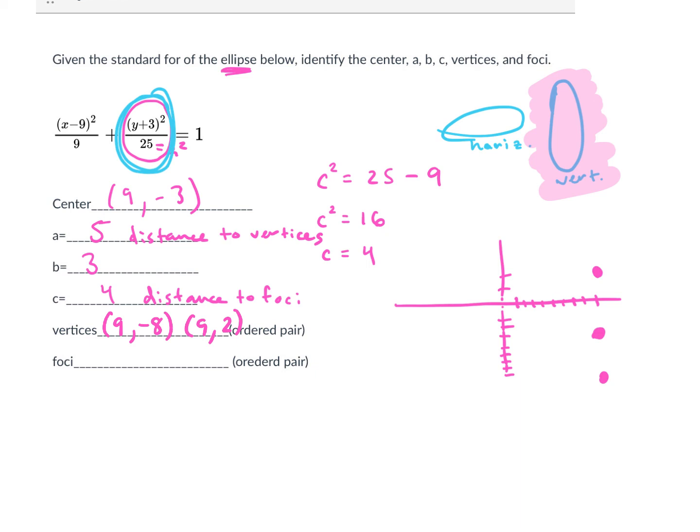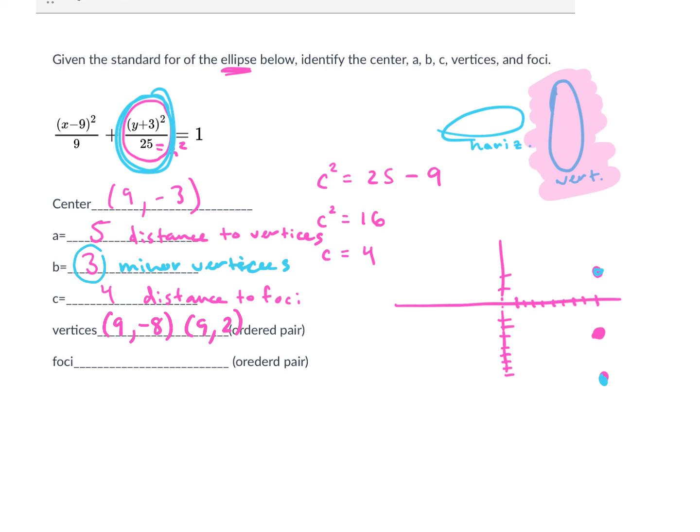Now when it asks for vertices, you can give all 4 vertices, but you only need to give the 2 major ones, so just these 2 are fine. If it's multiple choice, it should only give you 2 vertices here, which are the major ones. So you don't have to find the other ones. But to find the other ones, you use the distance b. So these are the minor vertices. We would go to the right 3 and to the left 3. But we don't need that.